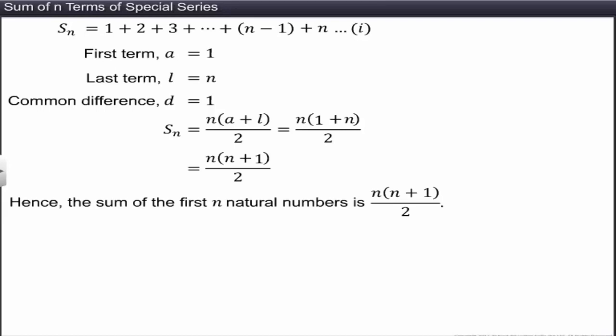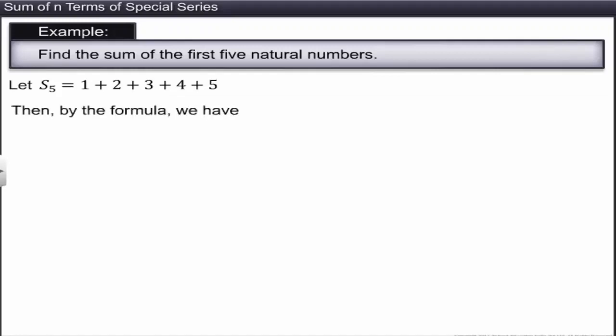The sum of the first n terms is denoted by summation of k, where k is from 1 to n. We now consider one example. Let's find the sum of the first 5 natural numbers. Let S5 denote the sum of the first 5 natural numbers. Then, by formula, we have S5 is equal to 5 into 5 plus 1 whole divided by 2. This is equal to 15.